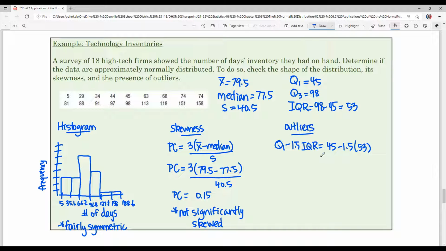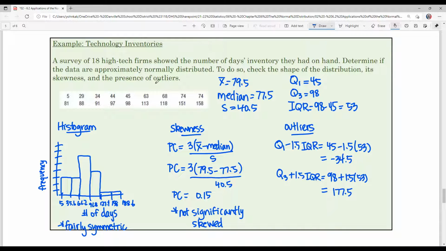This is going to give me a value of negative 30.5. I could do the upper edge for the outliers by doing Q3 plus 1.5 IQR. This is going to be 98 plus 1.5 times 53. This is going to give me an upper bound of 177.5.